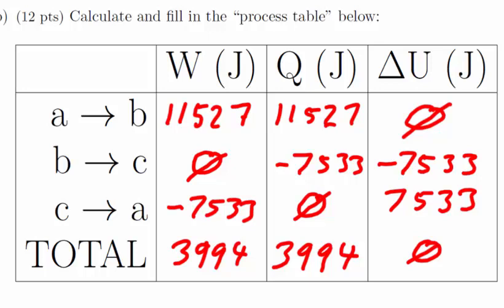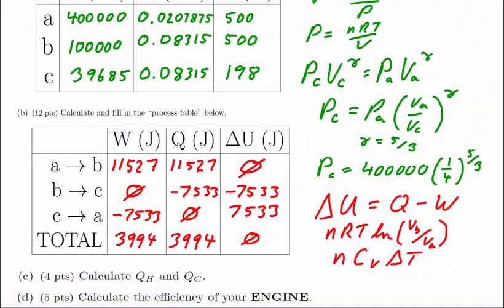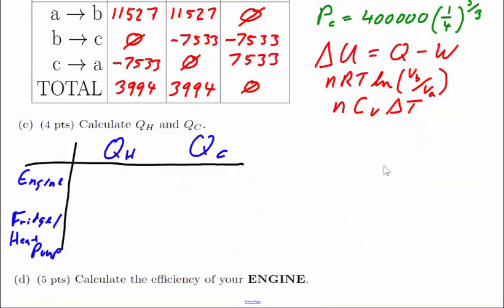Number one, since a complete cycle returns to the initial temperature, the total delta U must be 0, and it is. This means that Q should equal W, and they do. Finally, since our diagram goes in the clockwise direction, this is an engine, and it produces work rather than requiring it. Therefore, W and Q are both positive. This calculation is correct, and we can move on to part C.